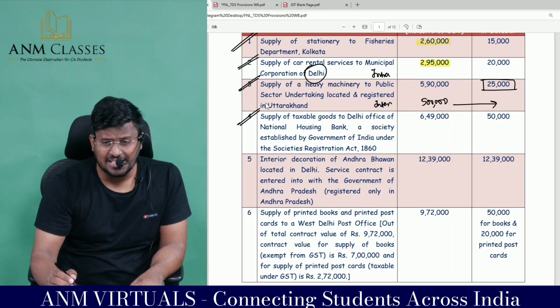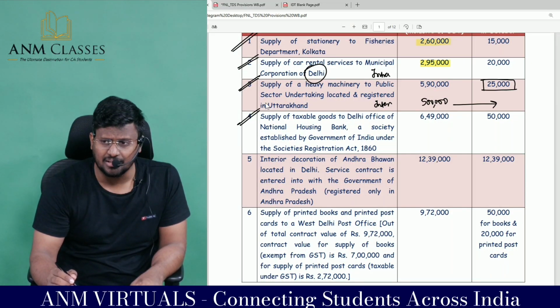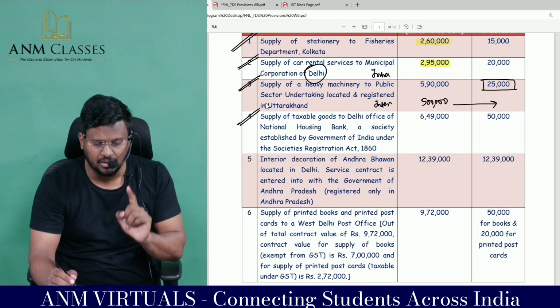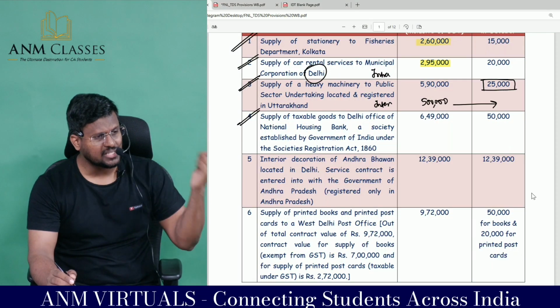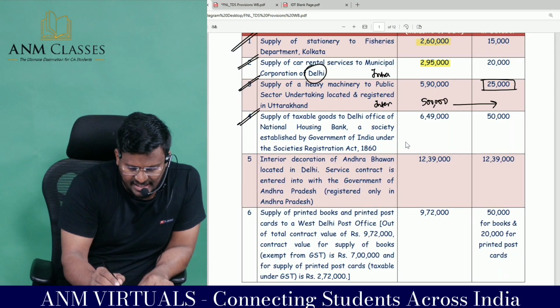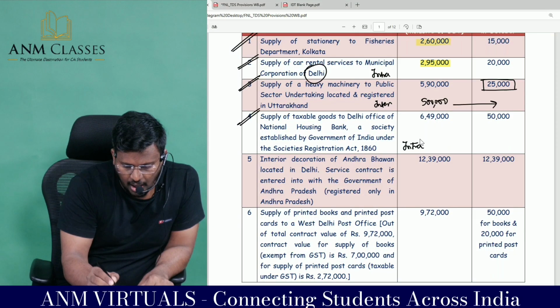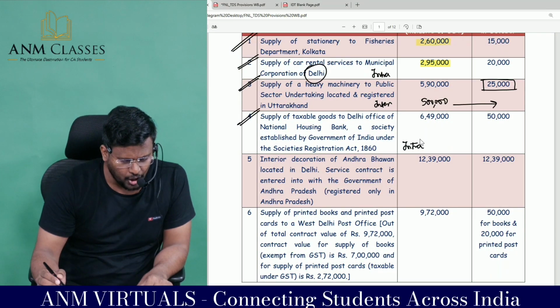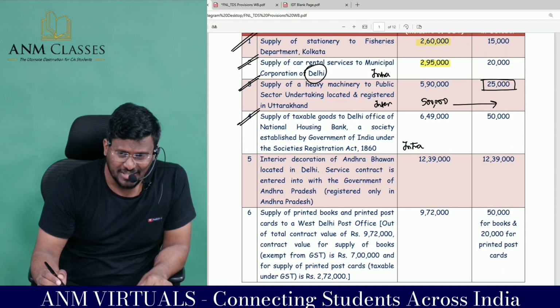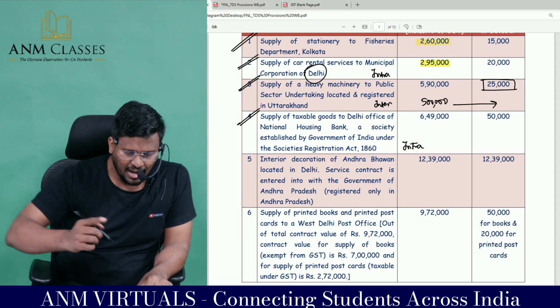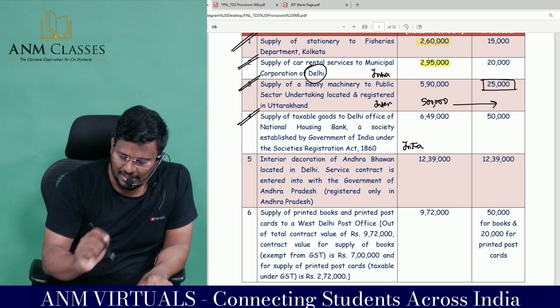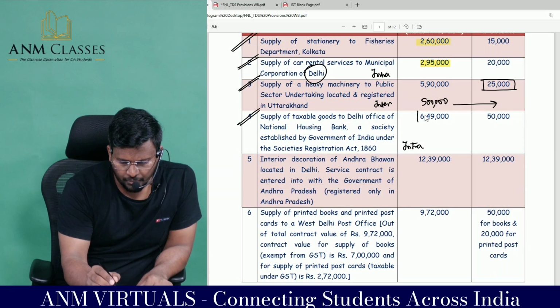Supply of taxable goods to Delhi office. We are situated in Delhi. We supply to Delhi. It's an intra-state supply. Sir, Delhi office of National Housing Bank, a society established by Government of India under the Society Registration Act. What is the total value?